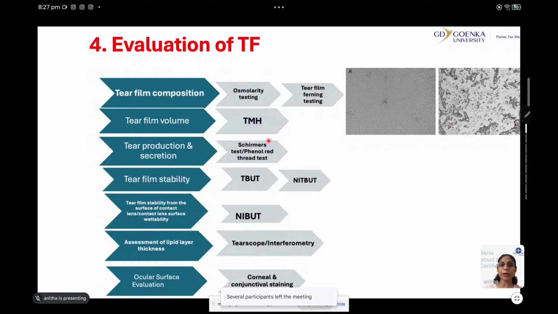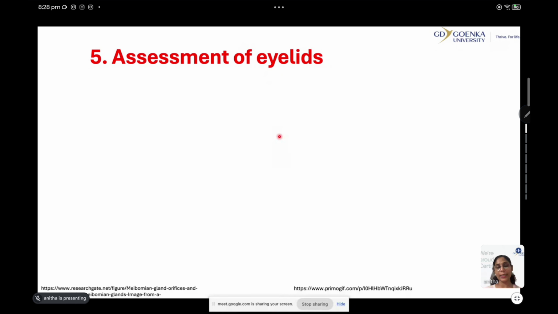Then, for checking the tear film volume, you can assess the tear meniscus height. Then the tear production and secretion by the Schirmer's test or the phenol red thread test. Tear film stability you can find out by the tear breakup time, or the non-invasive tear breakup time, which is recommended. Lipid layer thickness by interferometry or tear scope, and ocular surface evaluation by the corneal and conjunctival stain.